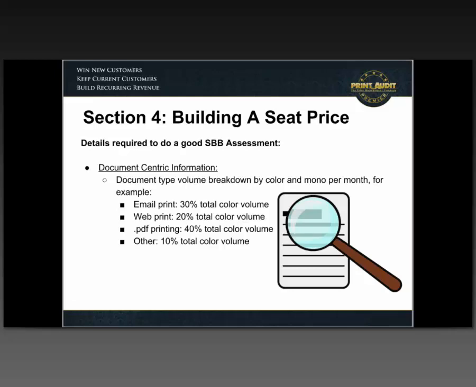As we start to look at the amount of email and web print in that environment, we can see here that in this particular study, 30% of the total color volume came from email, and 20% came from web print. What that tells me is I've got 50% of the total color volume in that account, which I can actually convert to monochrome. And under a seat-based program, once I've delivered the pricing schedule to the customer, any efficiencies I introduce go right to my profit line. That's a critical distinction and another reason why I'd want to start looking at this as an option.